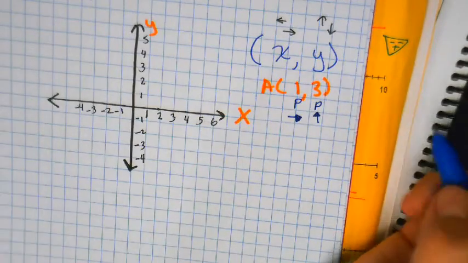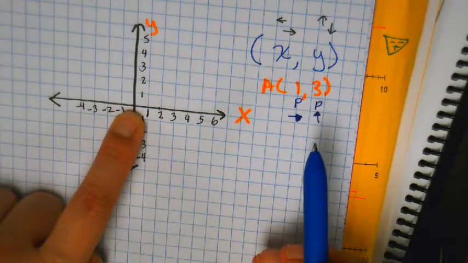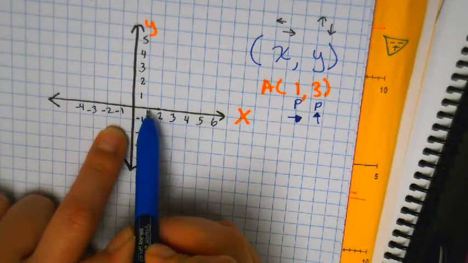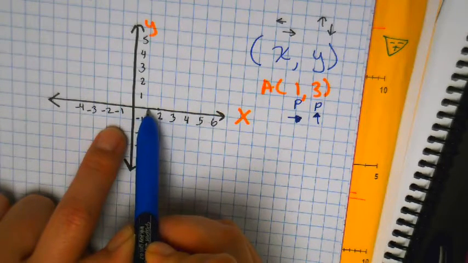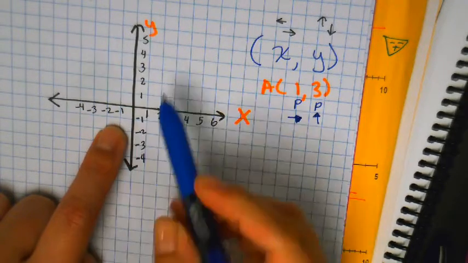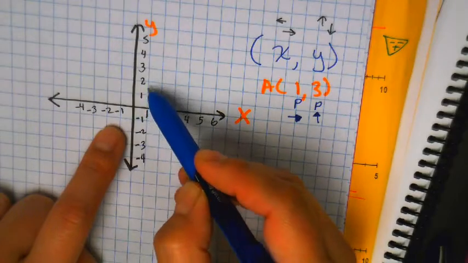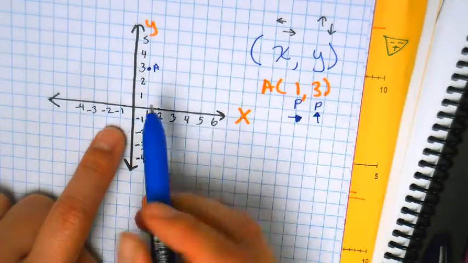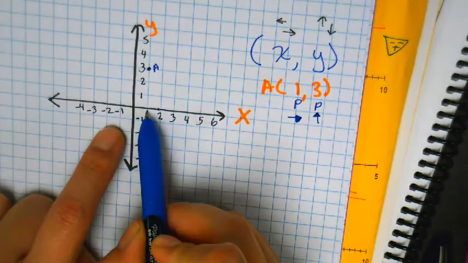Okay, your first number is an X. It's positive, so I'm going to go to the right because it's positive. My second number, which is my Y, is also positive, so that means I'm going to go up. So, you start on the origin 0, 0. My first number is a 1, so I'm going to go to 1 on the X. My second number is a 3, and it's positive, so I'm going to go up 3. 1, 2, 3. This right here is where letter A is.